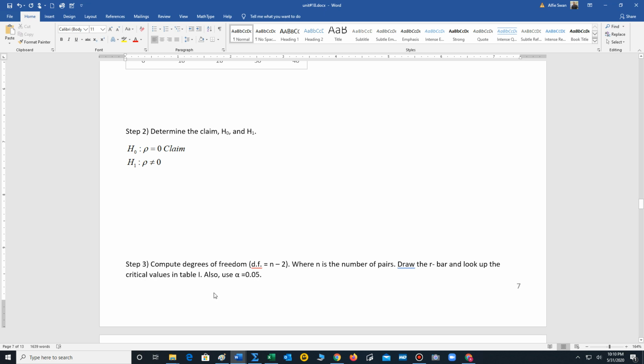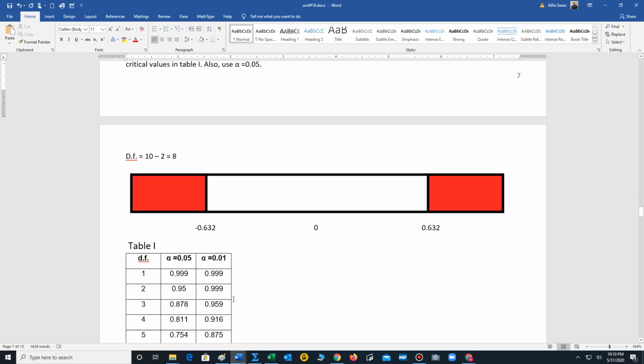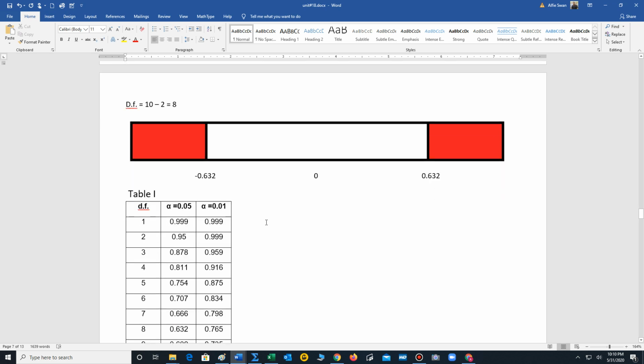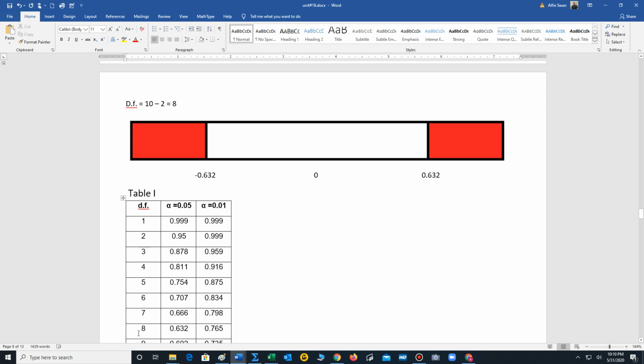Table I will be provided to you. In this case, we'll be using 0.05. So the R bar, degrees of freedom is 8. We go to table I, we go down to level 8. Alpha is 0.05, so 0.632, and we also have, by symmetry, negative 0.632.